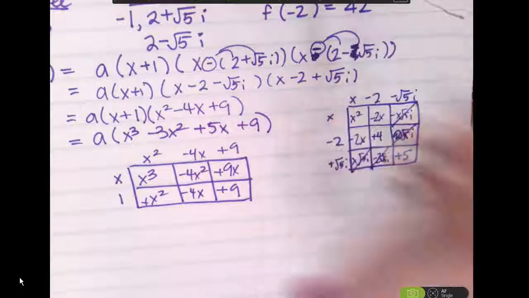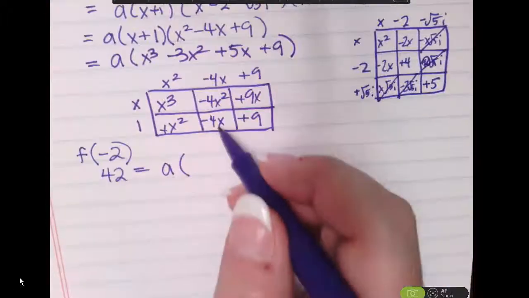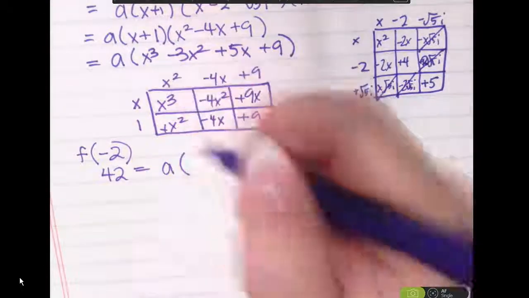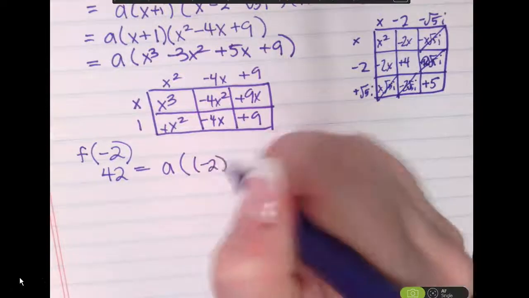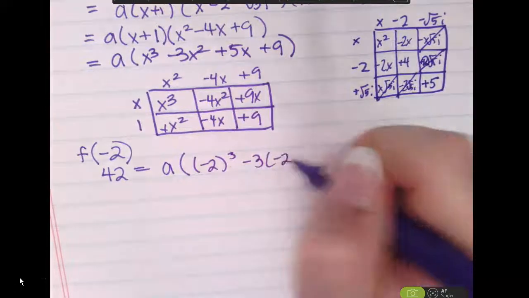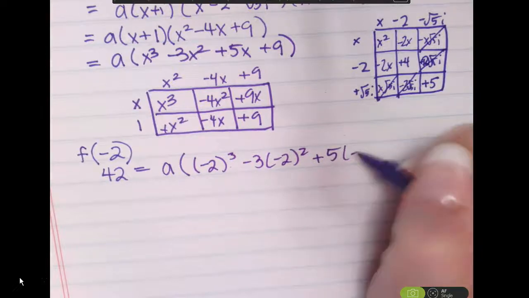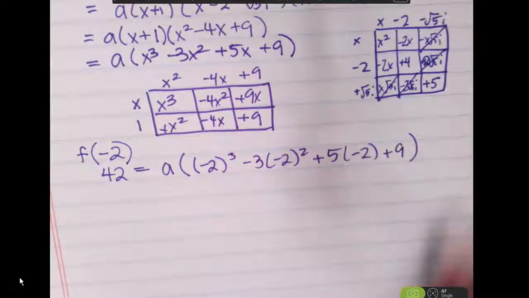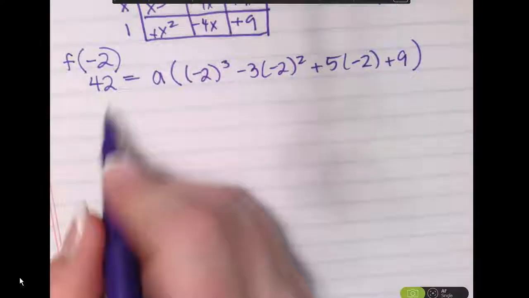use our f of negative 2 equals 42 now. So if I plug in f of negative 2, which is 42, equals a times, and I'm plugging in, I keep pointing at something that's not on the screen, I'm plugging in a negative 2 into my function. Negative 2 cubed minus 3 times negative 2 squared plus 5 times negative 2 plus 9. Now I'm working out the math.